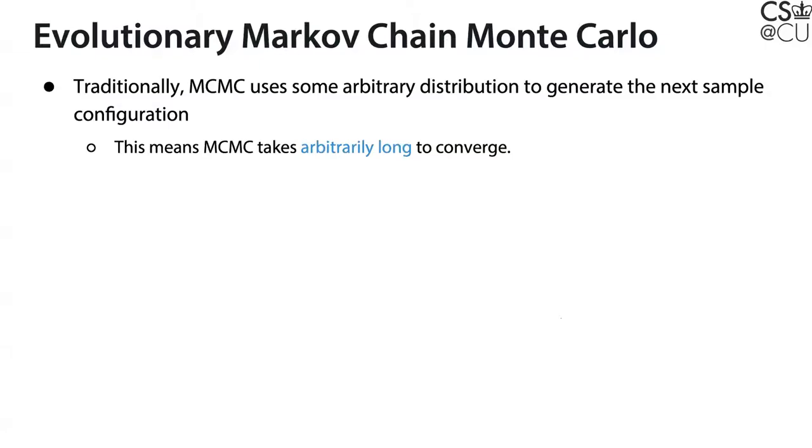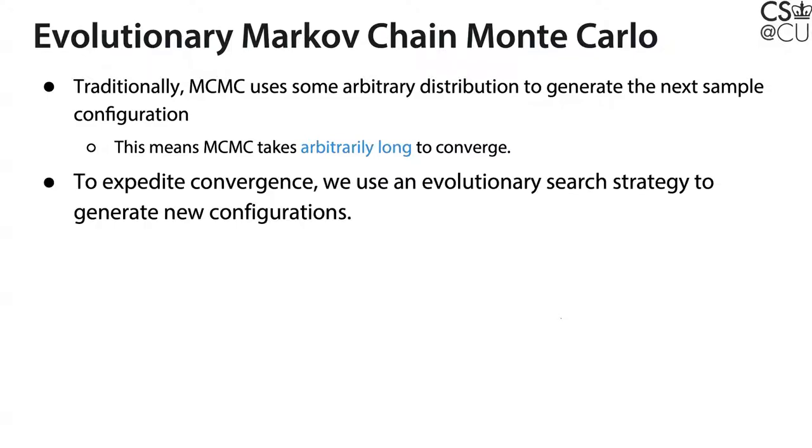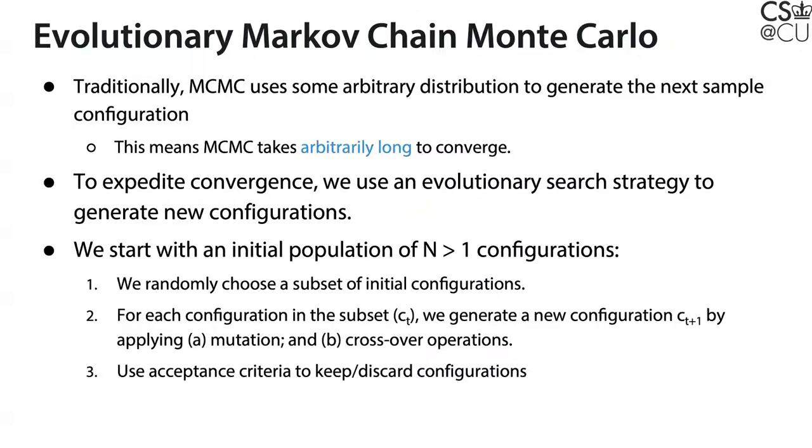Now, traditionally, Markov chain Monte Carlo methods usually use an arbitrary distribution to generate the next sample. This means that Markov chain Monte Carlo approaches may take an arbitrarily long amount of time to converge. Now, in order to expedite the convergence, we use an evolutionary search strategy to generate new configurations. And this is quite straightforward in that we use an initial population of n greater than 1 configurations, and then we randomly choose a subset of initial configurations. Now, for each randomly chosen subset, we generate a new configuration, C of T plus 1, by applying mutation and/or crossover operations. And once we apply these two operations, we get a set of new configurations, which we then use the acceptance criteria to determine if we want to keep the new configuration or discard it.